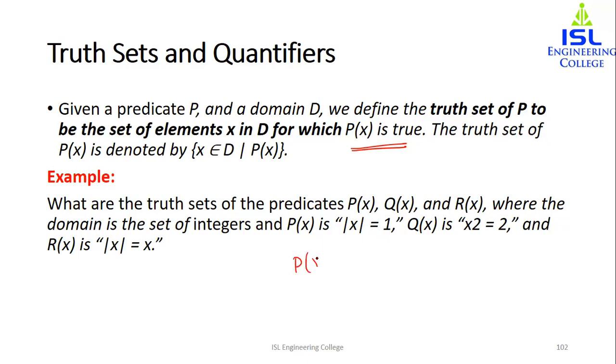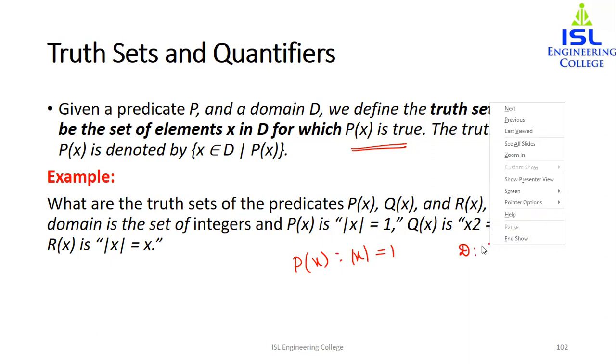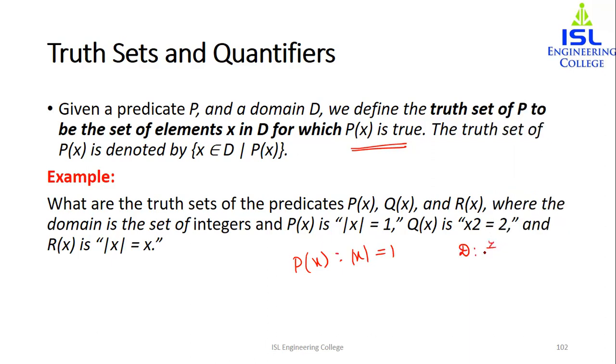P of x, let's see each of them one by one. P of x is mod of x is equal to 1. And what is the domain? The domain is the same for all the cases. It is the set of integers.